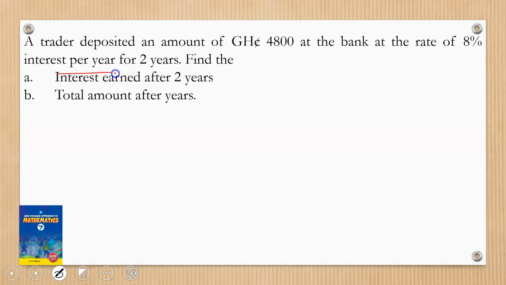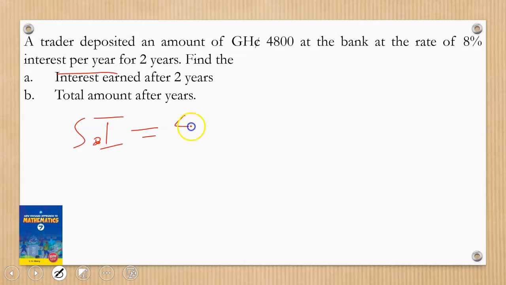Now, when you hear the word "per year," it means that for every year they'll pay the 8% interest for you, and for 2 years it will be times 2. Interest earned after 2 years, what would that amount be? Our simple interest that will be earned. I'm calling it simple interest because we can also have compound interest, which is a different concept altogether. But for now, let's concentrate on the simple interest.